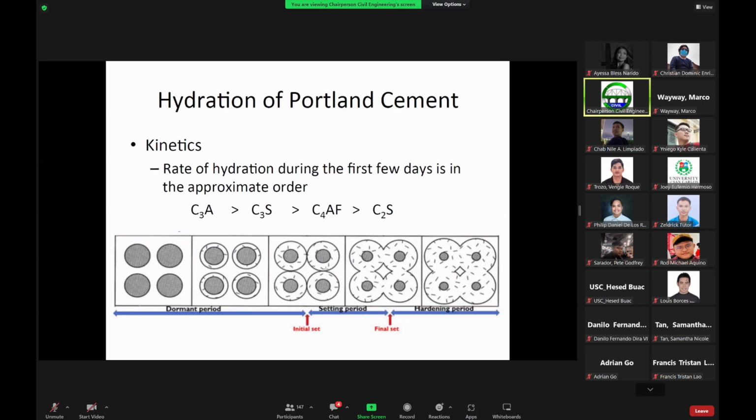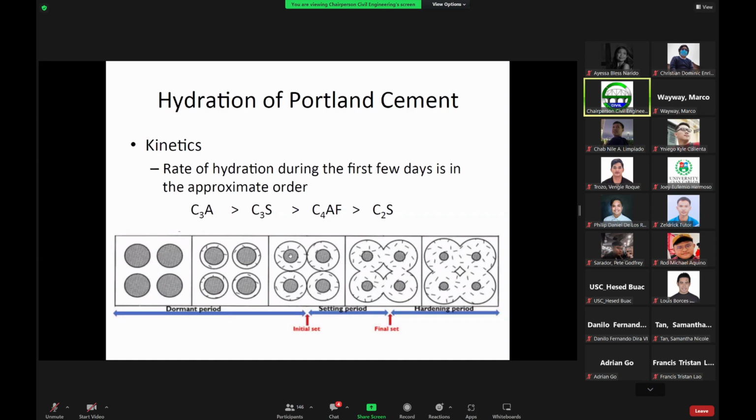Now in this third photo, quite a lot of hydration products have formed. This is your CSH, calcium silicate hydrate, your CH, the calcium hydroxide, your ettringite, and your monosulfoaluminate, AFM. There's a lot of them formed now, and your hydration proceeds. Your cement grains slowly reduce in size and volume.